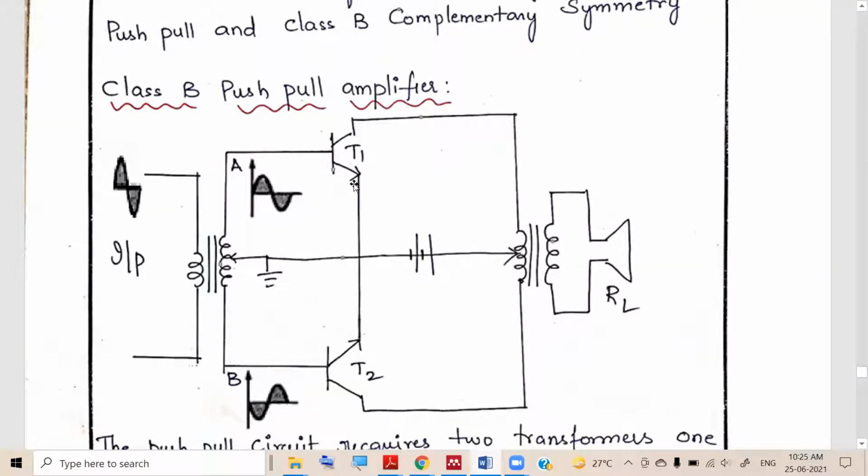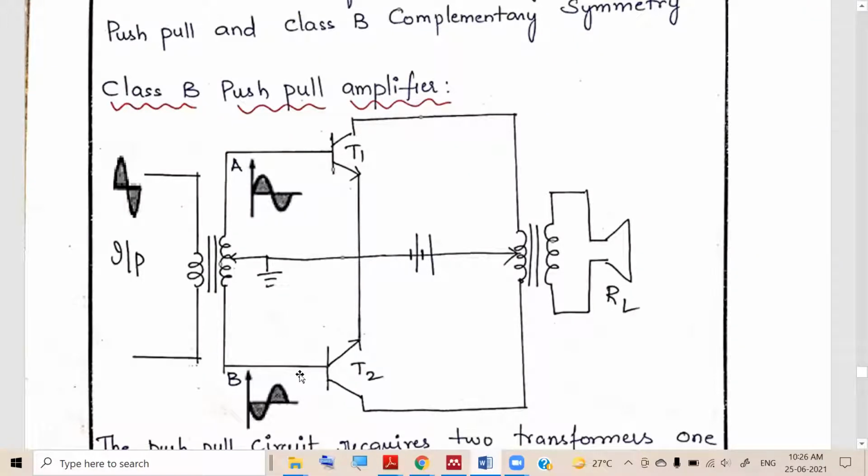If we see the emitter arrows, both are outward. The arrow is from P to N, so this is N, this is P, and obviously this will be N. So this is an NPN transistor, and T2 is also an NPN transistor. So both the transistors are NPN, with emitter, base, collector, and both the bases of the transistors are P regions.